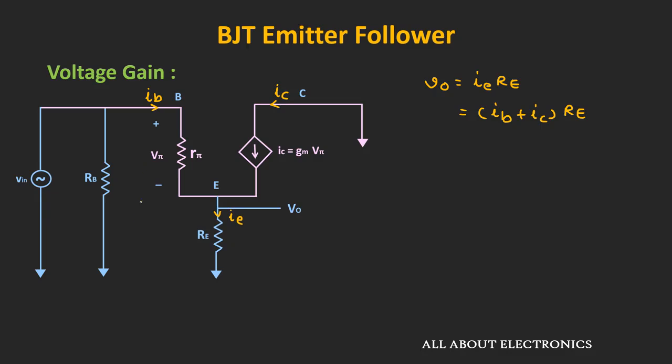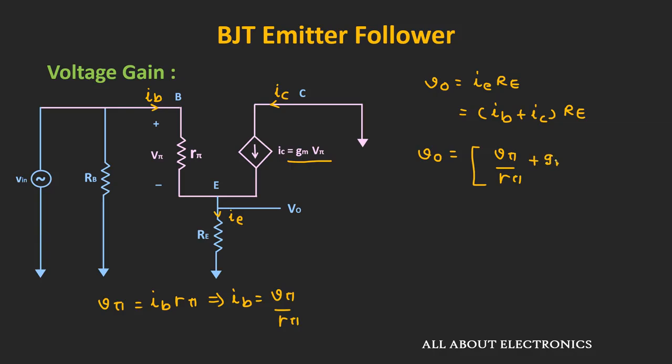Now here we know that the voltage V pi can be given as IB times R pi. That means base current IB is equal to V pi divided by R pi. And the collector current IC is equal to GM times V pi. That means the output voltage V out can be given as V pi divided by R pi plus GM times V pi, times RE. That means voltage V out is equal to V pi times (1 divided by R pi plus GM) times RE.